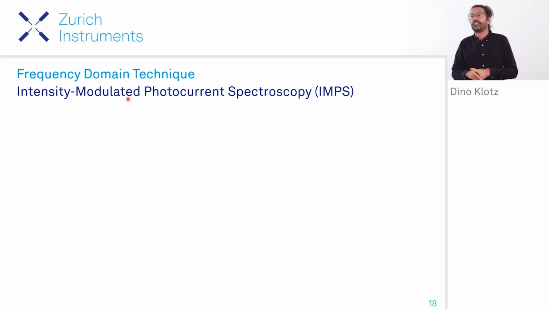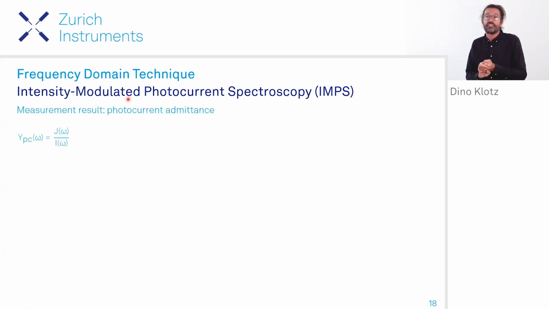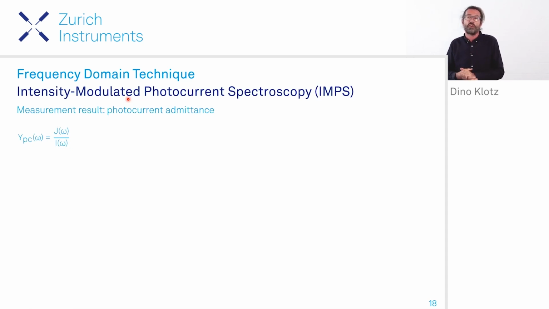And that's intensity-modulated photocurrent spectroscopy. All right, so let's start. What is intensity-modulated photocurrent spectroscopy? The measurement result is the photocurrent admittance. So it's the ratio between the current or the current density, J, and the light intensity, and gives you then an admittance, PC for photocurrent.